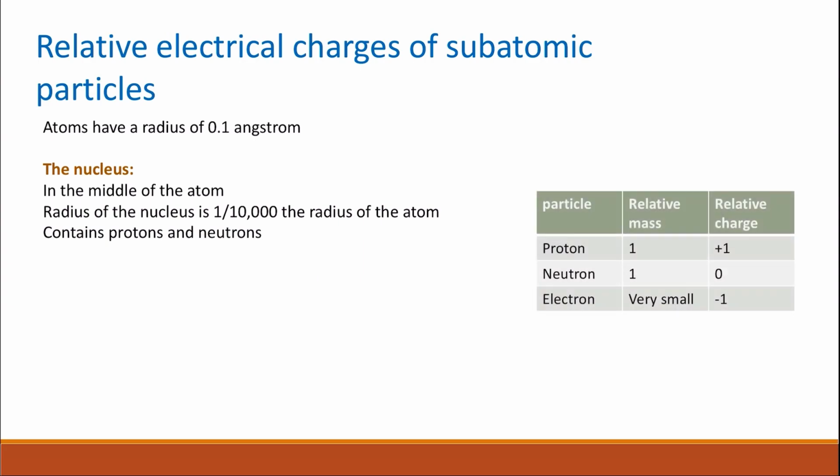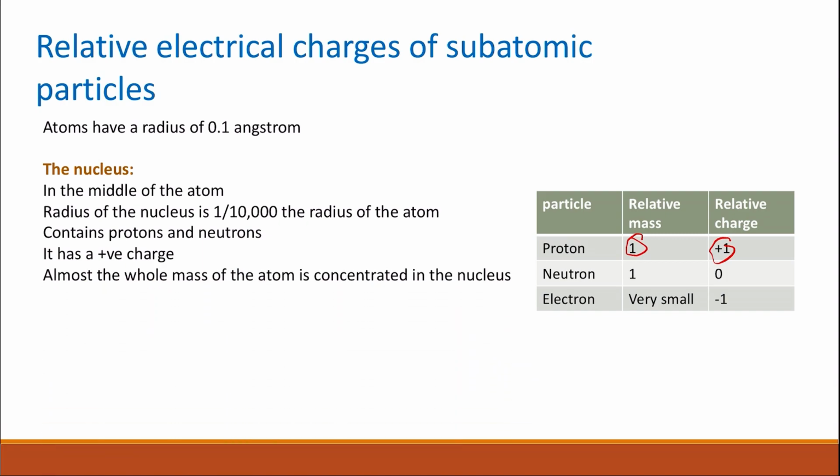These are the protons and the neutrons. The protons have a relative mass of 1 compared to the other subatomic particles, and they have a relative charge of +1. Each proton has a +1 charge. And then we have the neutrons also inside the nucleus. The neutrons have a relative mass of 1 as well, equal to the protons, and their relative charge is 0. They are uncharged or neutral particles. The whole mass of an atom is concentrated in the nucleus.